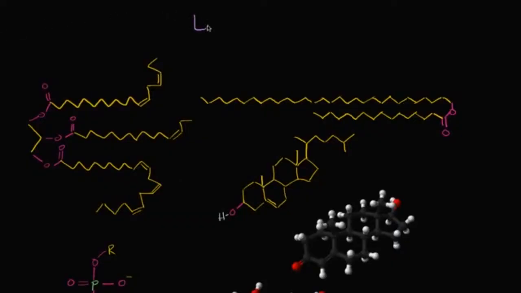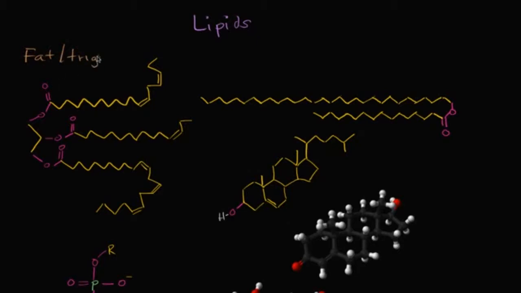Let's talk about lipids. Now, for those of you who are familiar with the term, you might associate it with things like fat molecules, and that would not be incorrect. Fat molecules are a very common form of lipid. In fact, this is an example of a fat molecule, or a triglyceride right over here.